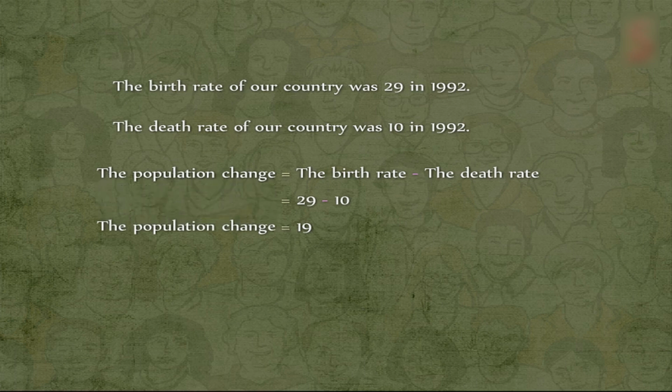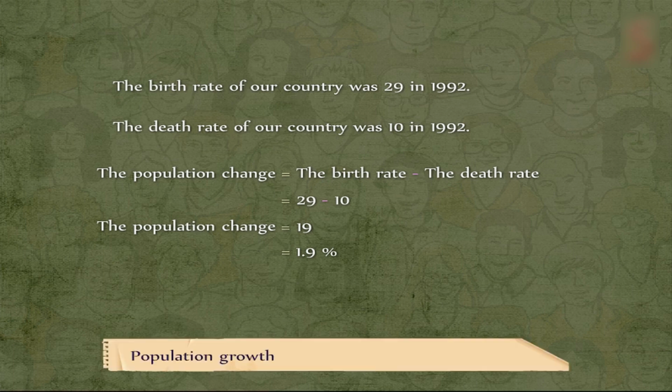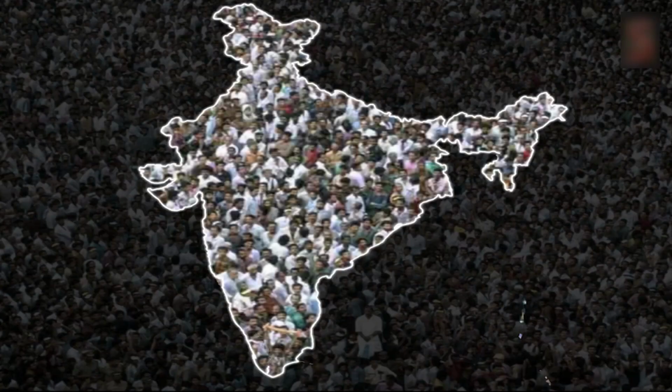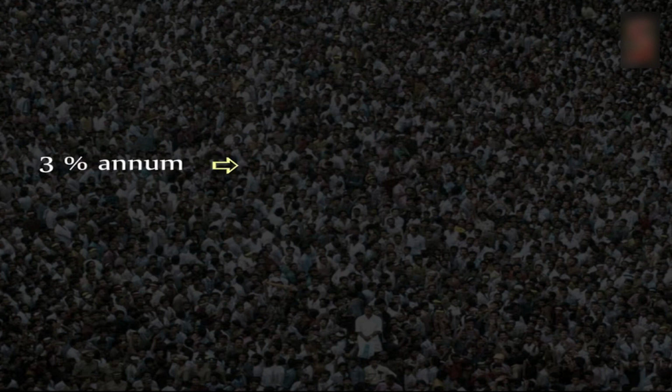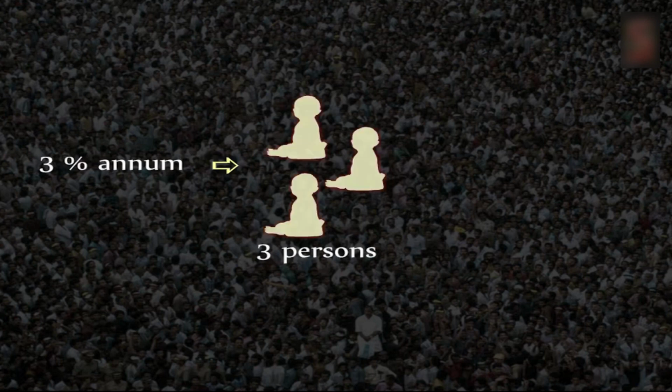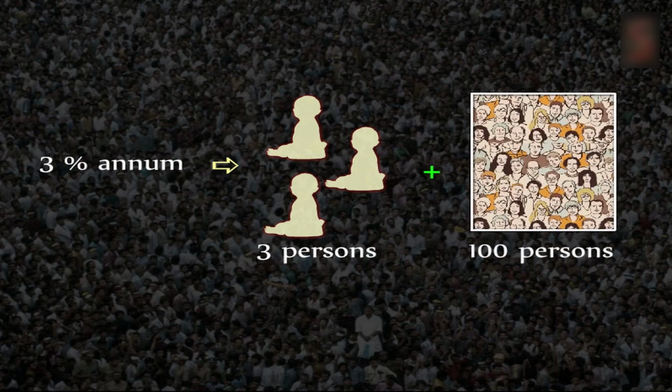The population change that we calculated can be expressed in percentage as 1.9%, which translates as population growth rate of 1.9% for 1992. Students, the rate of increase of the population is very important. The rate of population is given as percent per annum or the annual growth rate. For example, 3% per annum simply means that there is an increase of 3 persons for every 100 persons in that year.